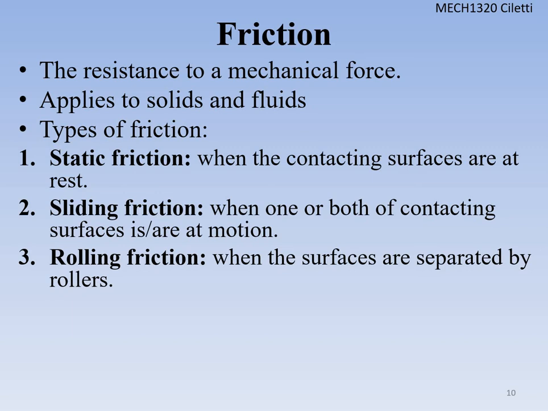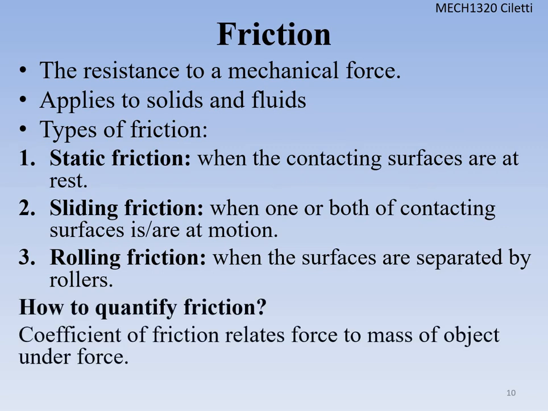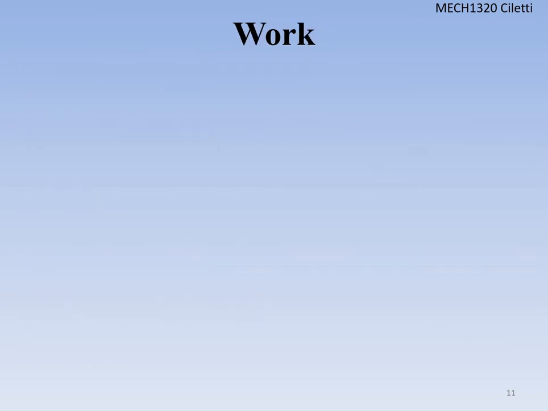Okay, and then rolling friction, when surfaces are separated by rollers, right? So we have something that's on casters and we're pushing it down the hallway, or those kinds of things, okay? So those are the main types of friction. We always quantify friction, and I said it a little bit earlier, by the coefficient of friction. Some things have a high coefficient of friction, some things have a low coefficient of friction, all right? And that's where we'll start talking about lubrication and things like that a little bit later on. It helps reduce friction and wear and tear.